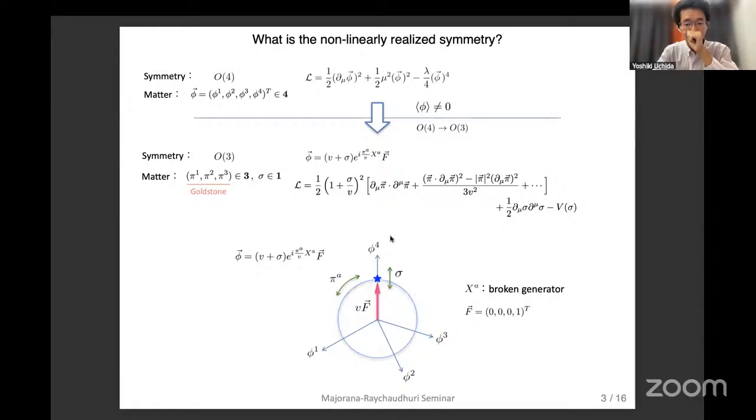But let's take the polar coordinate. In this case, the sigma field is parameterizing the radial direction, while the Goldstone bosons parameterize the sphere angle. And yes, the Lagrangian is just substituting this expression into the original Lagrangian, and the expression is like this. X^A is a broken generator, and F is a unit vector directed to the vev direction.